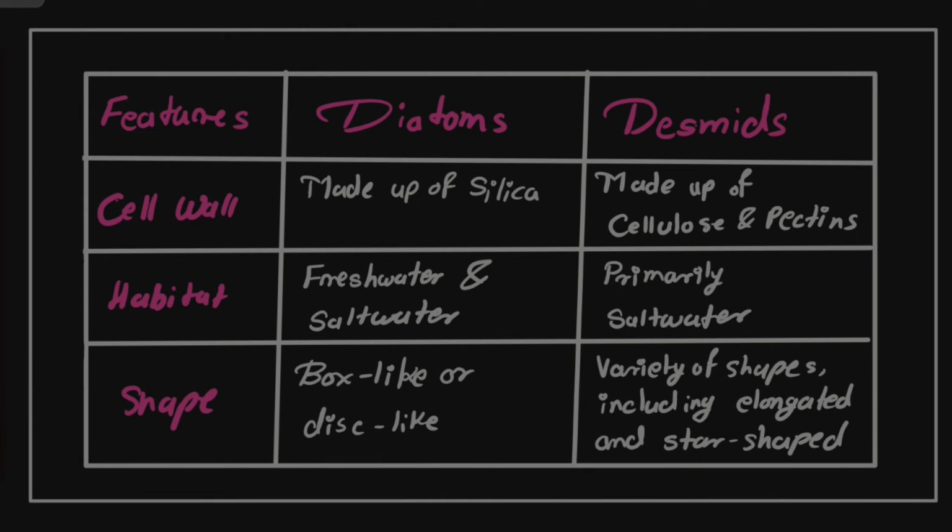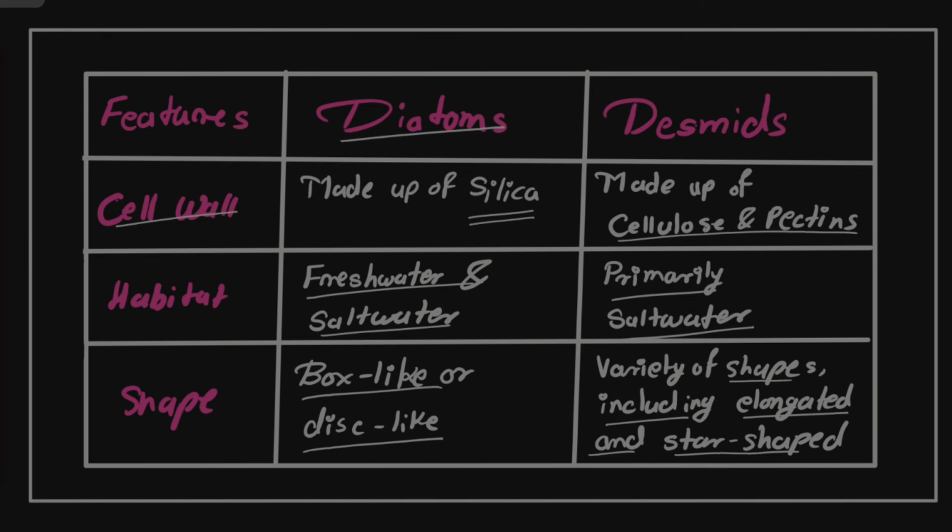Here's the chart of difference between diatoms and desmids. Talking about the cell wall, the diatom cell wall is made up of silica, which is a non-degradable substance, whereas the desmid cell wall is made of cellulose and pectin. Habitat: diatoms are freshwater and saltwater, but desmids are primarily freshwater. The shape of diatoms is box-like or disc-like, whereas here we can see a variety of shapes, including elongated and star-shaped. This table you have to remember because a direct question can come from diatoms.